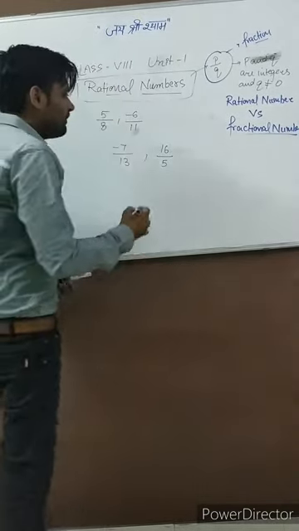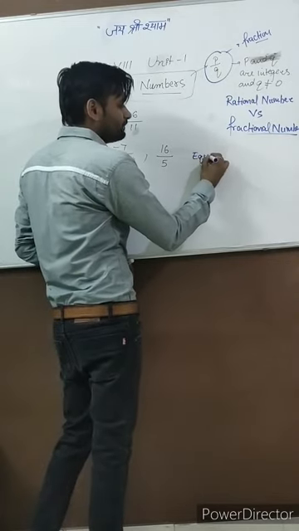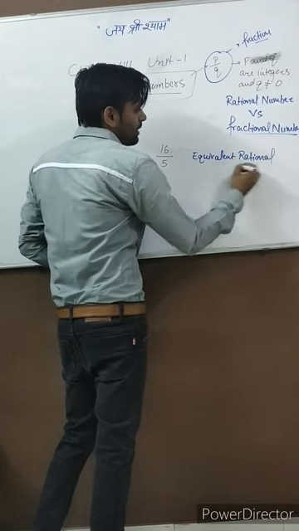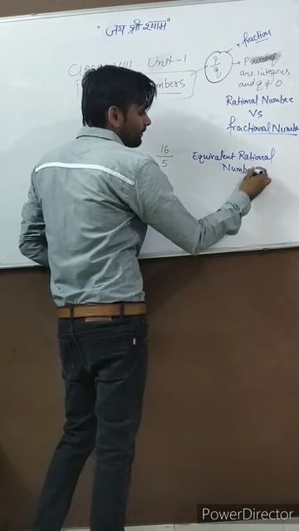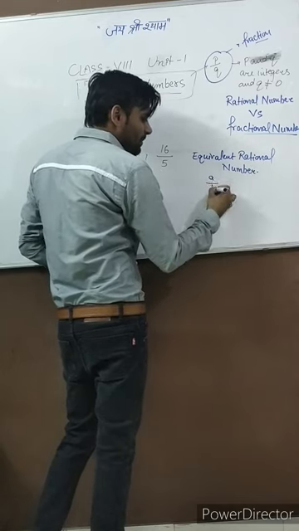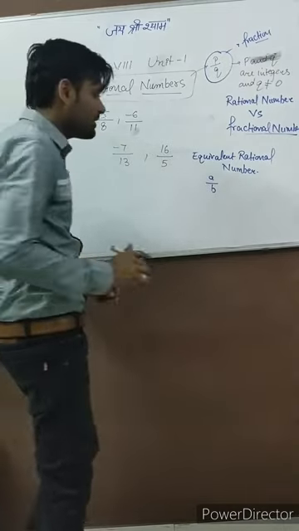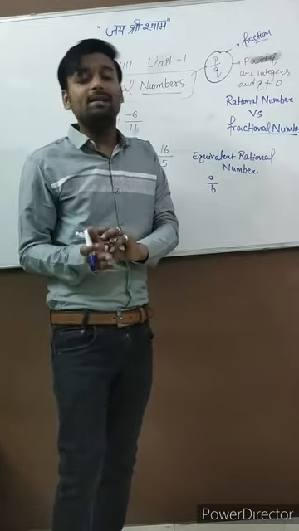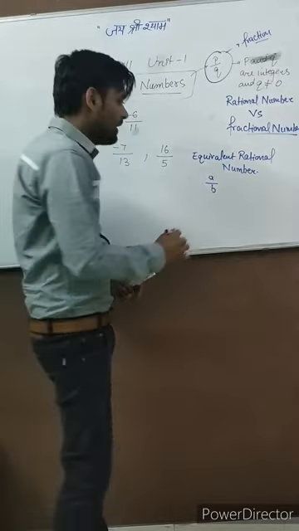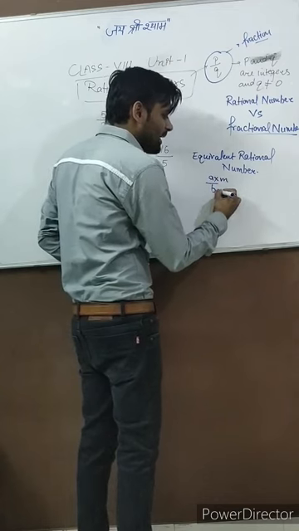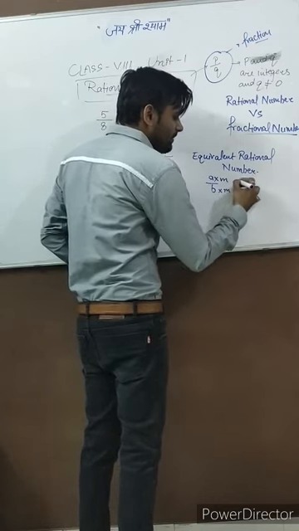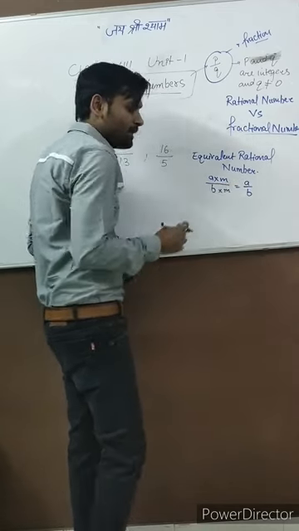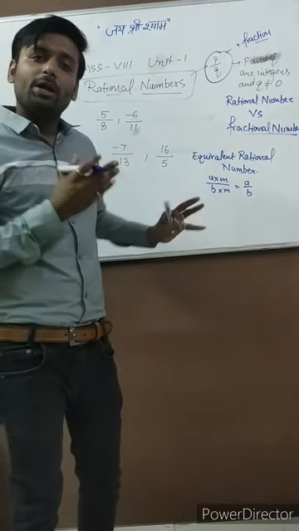Now there is a term, equivalent rational numbers. What are equivalent rational numbers? If a divided by b is a rational number, and we multiply by a non-zero integer — non-zero integer का मतलब क्या है? ऐसा इंटीजर जो जीरो नहीं है और कोई भी इंटीजर हो सकता है। अगर हम उसके अंदर कोई भी एक इंटीजर multiply करते हैं like m, then a divided by b is equal to a into m divided by b into m. Then both numbers are equivalent rational numbers.